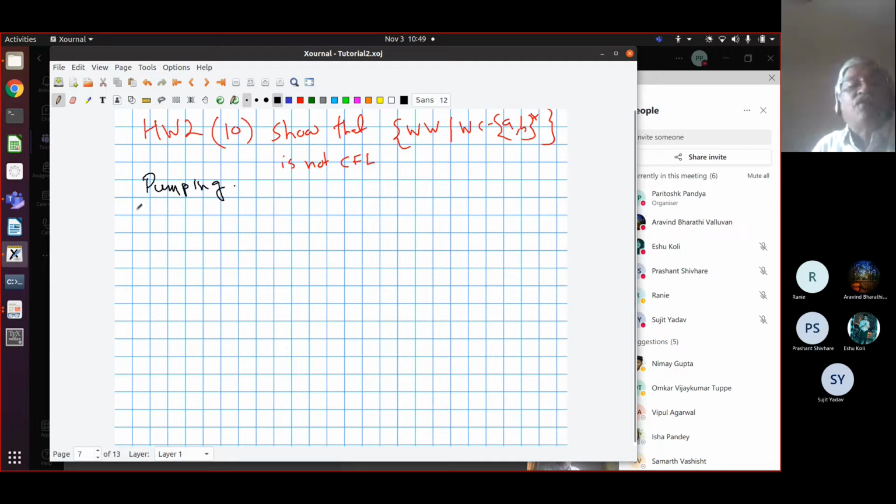In the pumping lemma, the first step is what? Daemon chooses K. Okay, next step is what? We choose Z. We have used UVWXY, so Z equal to UVWXY, right?